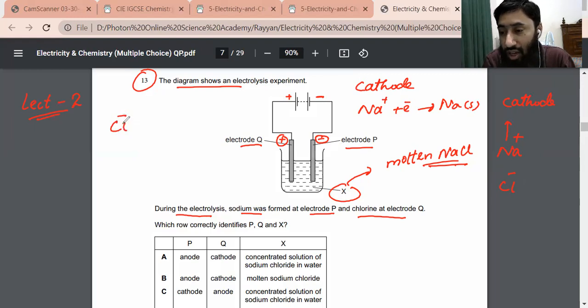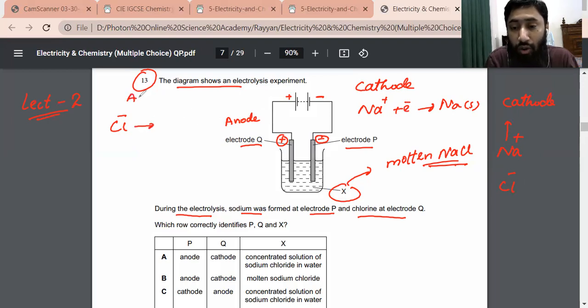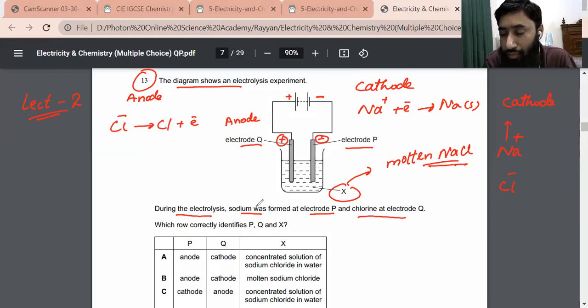The other is the chloride ion. Being negatively charged, chloride ions move towards electrode Q because it has a positive charge; we call it the anode. What happens at the anode? Oxidation, loss of electrons. So the chloride ions lose electrons and give chlorine gas. So sodium was formed at electrode P and chlorine at electrode Q. Then X should be molten sodium chloride.